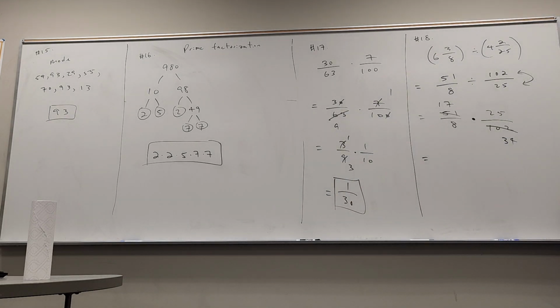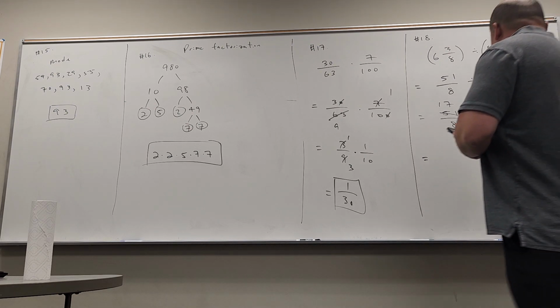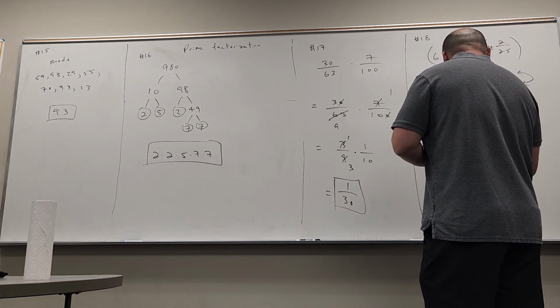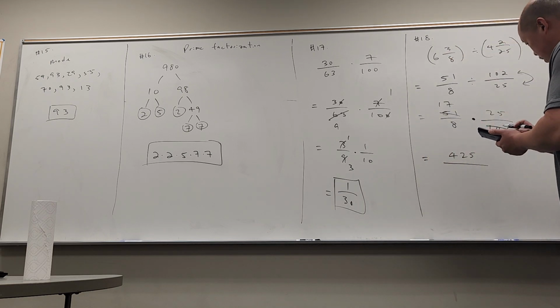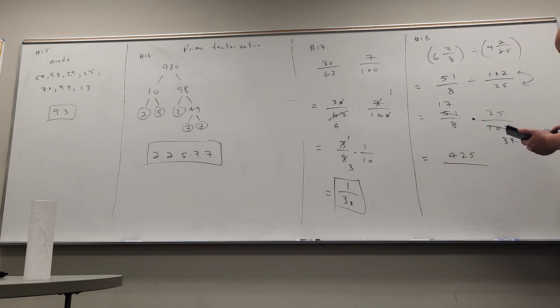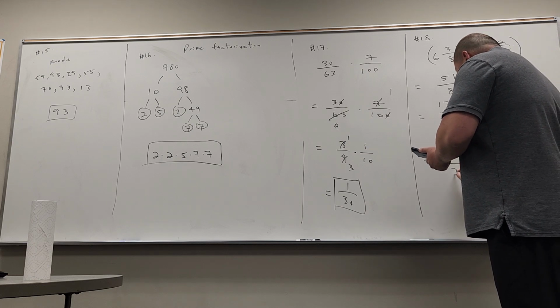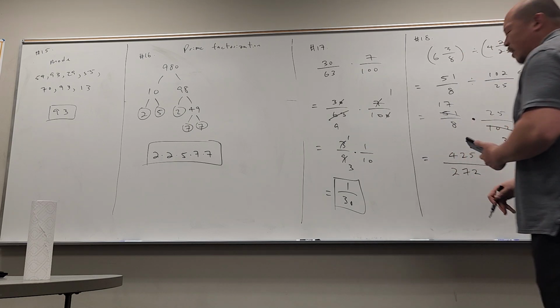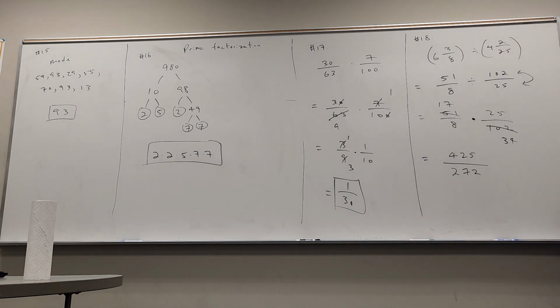17 times 25 is 425. 8 times 34 is 272. Yeah, ugly numbers. I don't like this. It's too big.